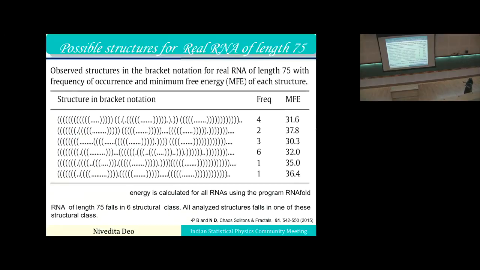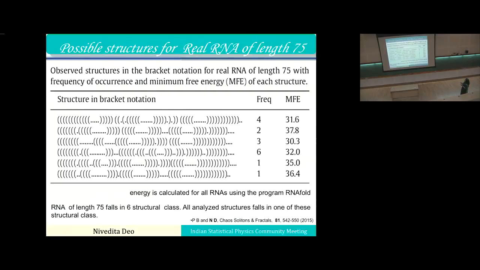At length 75, there are only 17 structures that the RNA takes, and these are the category of 6, 2, 3, 4, 5, 6 structures, and the frequencies are 4 to 3, 6, 1, 1, with minimum free energies of these values. These are in joules per mole, with a negative sign. The most minimum one is this 37.8, but there's only 2 of them.